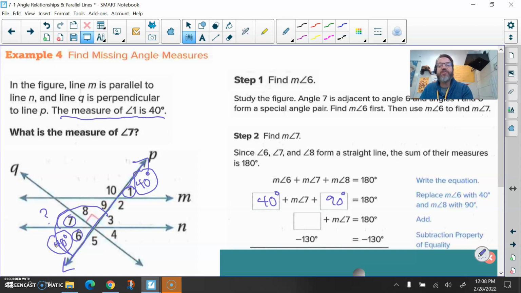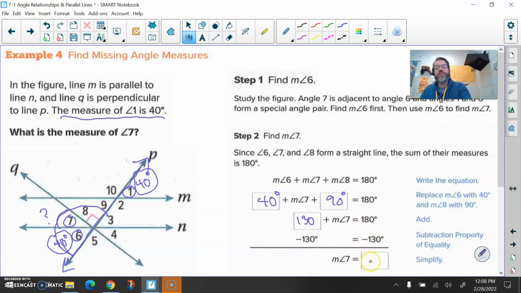Okay, so actually, if you add 40 plus 90, you get 130 degrees. And that plus the measurement of angle 7, which is the only angle we haven't found yet, has to equal 180. So subtract 130 from each side. In other words, 180 minus 130. And the measurement of angle 7 then has to be 50 degrees.